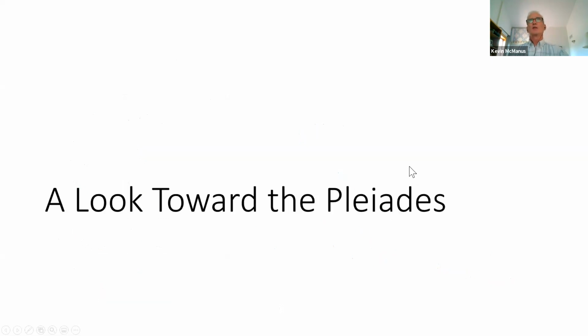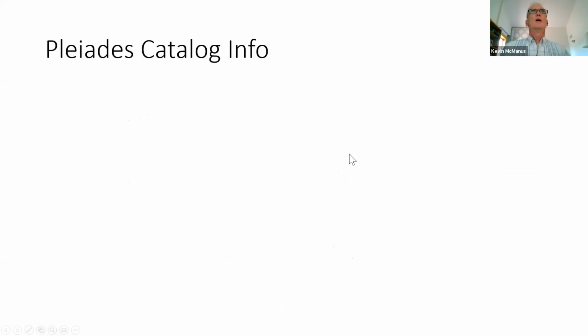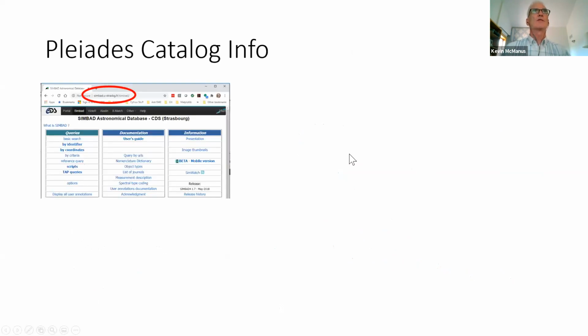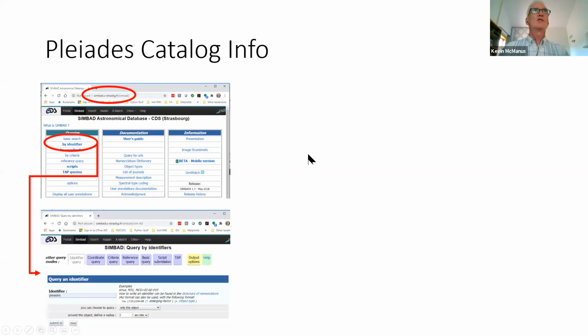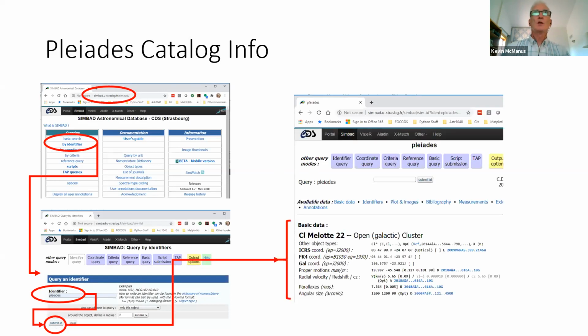All right. So now let's take a look towards the Pleiades. As I said in the intro, we're going to do a cone search and see what we get in return. The first thing we need to do is get some known information about the Pleiades. This is going to come from the online catalog called SIMBAD, the astronomical database. In SIMBAD, you can search by identifier. You can type in the Pleiades in the identifier field, where else. You hit submit, bada bing, bada boom, you get information about the Pleiades.